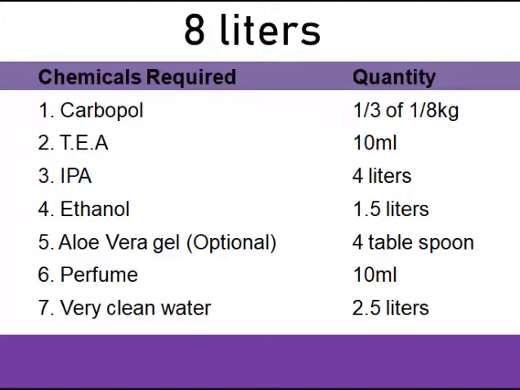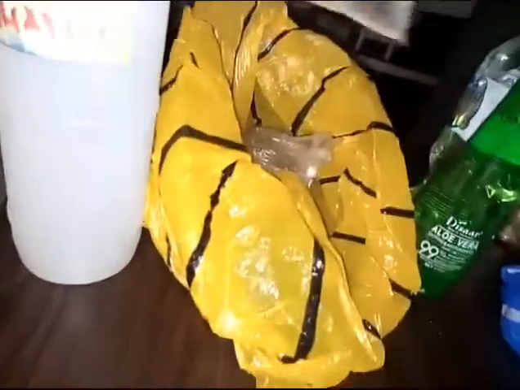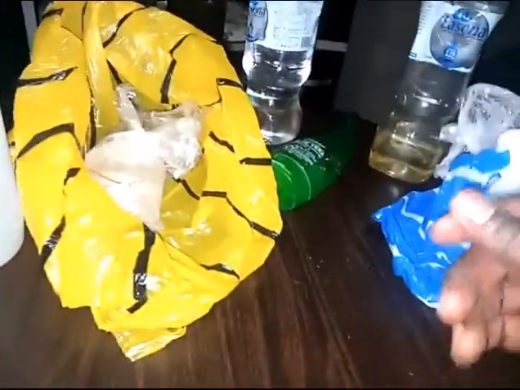So far we already have a gel, and your IPA is 4 liters, while your ethanol is 1.5 liters. Then perfume is just 10 milliliters, which is also very optional. Then clean water is also involved, and that clean water is just 2.5 liters. So let's go into our chemicals. This is carbopol, these are our tea, IPA, ethanol, and aloe vera gel. Like I said, it's optional, and you can use the plant aloe vera gel, just stick the inside. And this is our perfume.